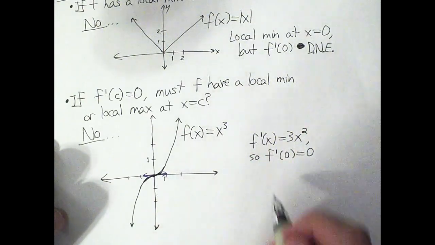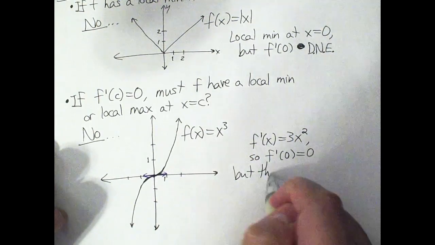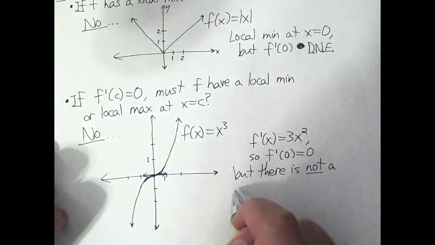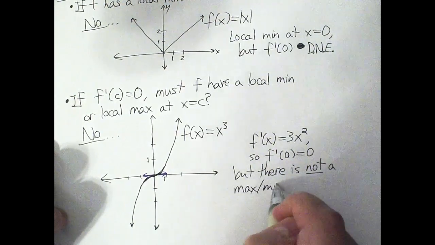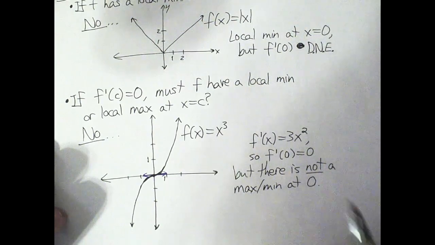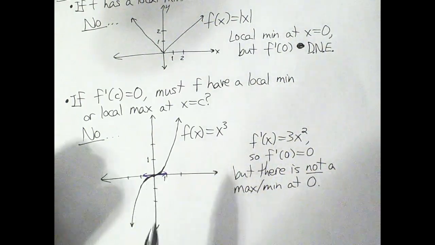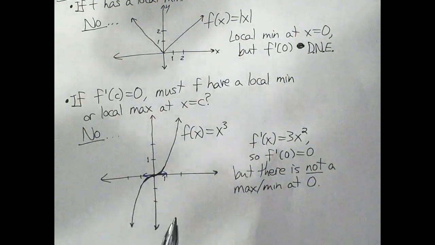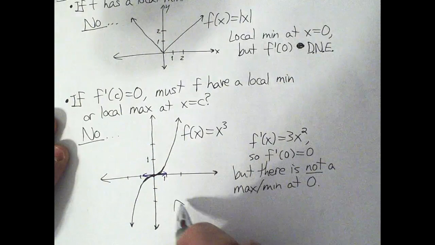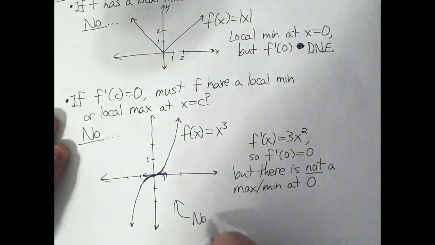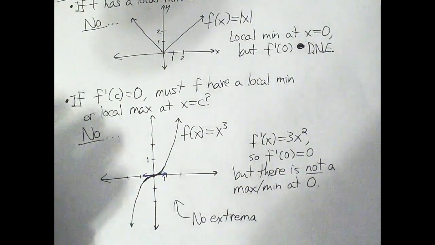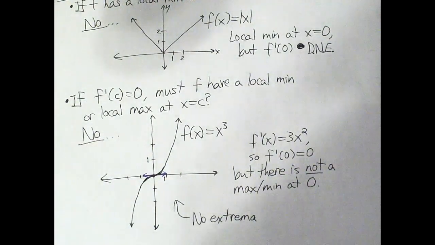Pretty cool. But there is not a max or a min at 0. It's not a max or a min. It's on its way. It keeps going up and up. It's not the top of a hill. It's not the bottom of a valley. In fact, this is an example of a function that has no extrema. There's no local max. There's no local min. There's no absolute max. There's no absolute min. This is a function that has none of those.